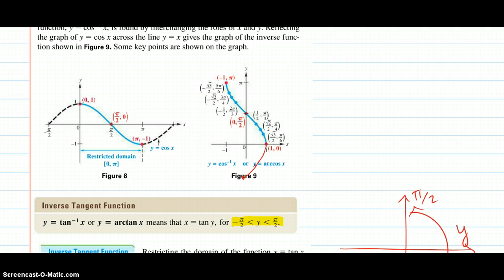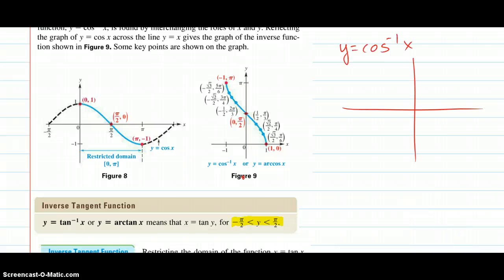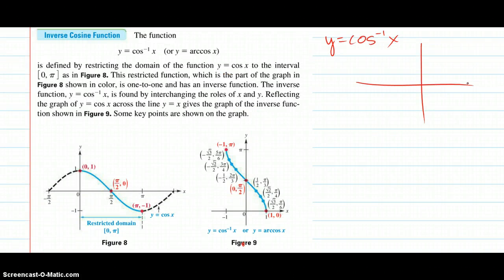Not so good. So what they did is they decided, if you notice this says restricted domain on the graph, to take this bit, 0 to pi. That works better for cosine because it's a 90-degree shift. So cosine inverse of x, the range goes from, we saw, 0 to pi.